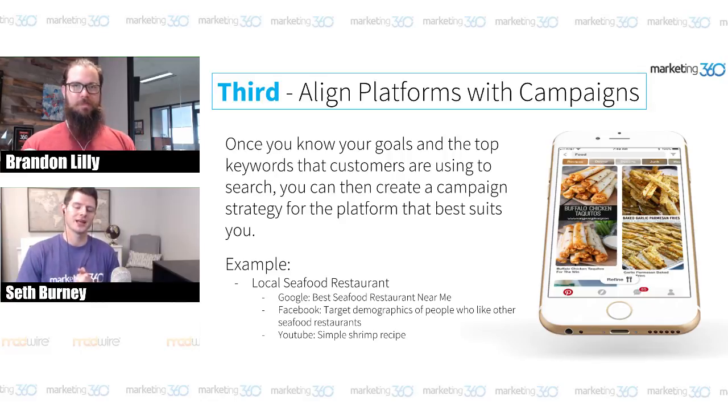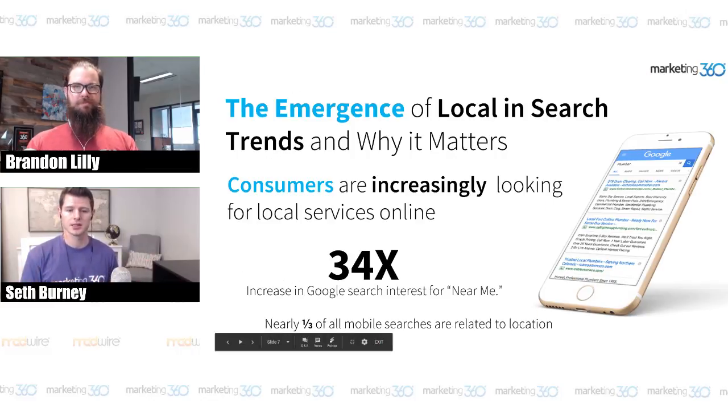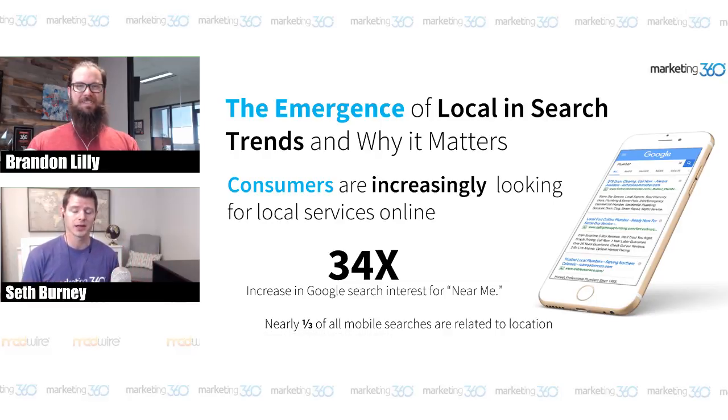Perfect. Thank you very much for that. And that takes us along to our next slide here. We're talking about what we were talking about at the top, the emergence of local search. And why is that mattering? Consumers now are looking for local services more than they ever have, and they're doing it on their mobile devices. When you look specifically at the near me search, that has grown 34 times from a Google search perspective over last year. So nearly 1 in 3 of all mobile searches are related to a location-based search. So keep that in mind.